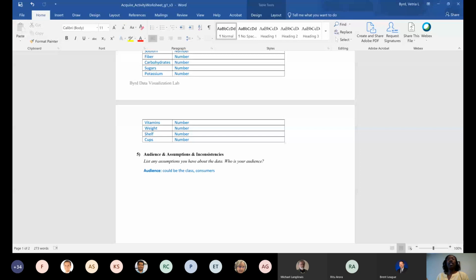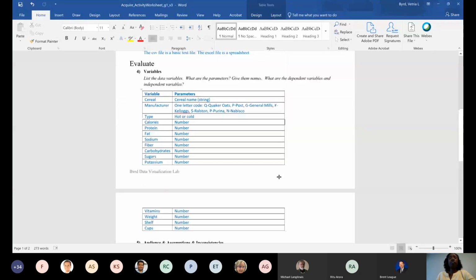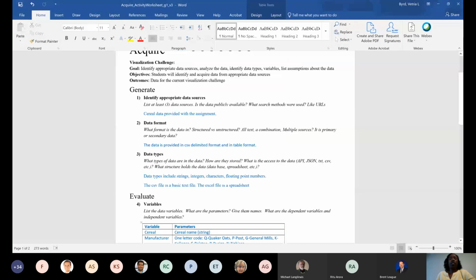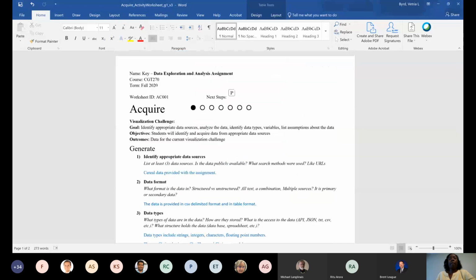In here, I said the audience could be the class that you're in, or for which the assignment was given, or it could be consumers, or manufacturers. But thinking about the content of the data, I would say it could be either one of those. At this point, I don't rightly know if this was an assignment that was given to me. So after I've acquired the data, the next step would be parsing the data. I'm hoping, can you guys see this next document that says parse?